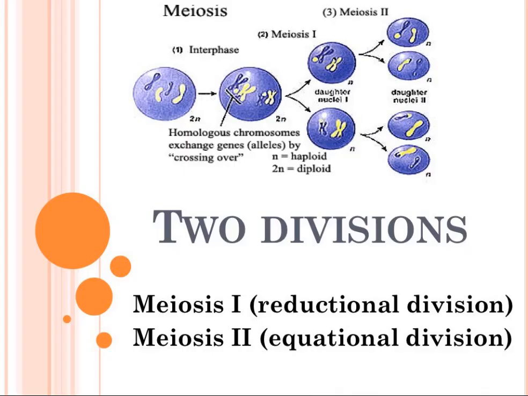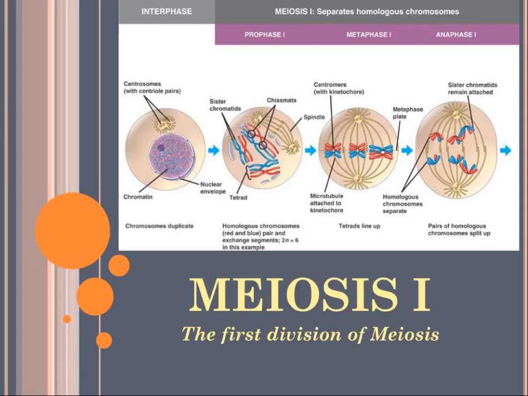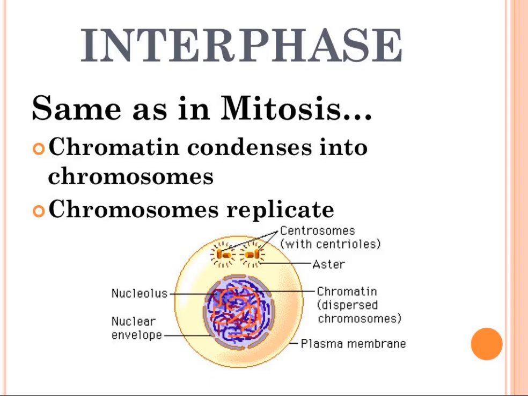So 2 divisions, like I said, we have meiosis 1, meiosis 2. Meiosis 1 is the first division. You will notice some stuff is similar, just the way maybe things line up or the way things happen, but there are some major differences from mitosis. And same thing, if I were you, I'd pause the video and sketch them as you go. So interphase, though, is the same as mitosis. The chromatin condenses into chromosomes, and then they're going to replicate. Remember, that's the S phase.